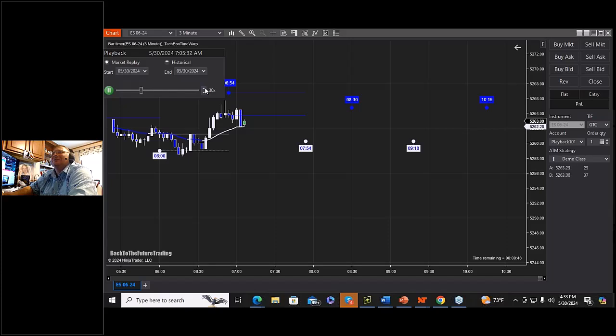All right, let's fast forward. We're going to get to that 7:54 time frame, and then we'll see if we can show how these lines populate out, what your risk can be, what your reward can be, and go from there. Getting close.